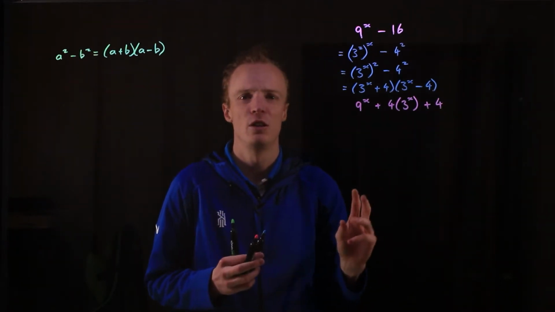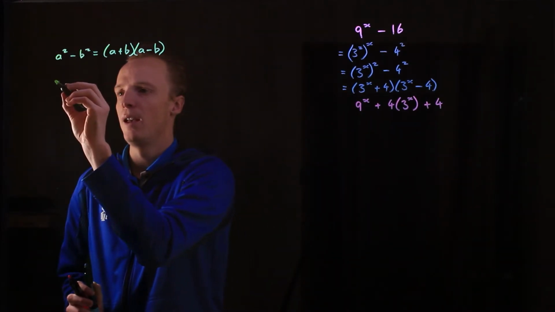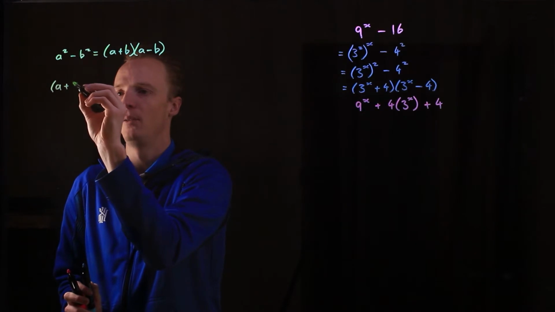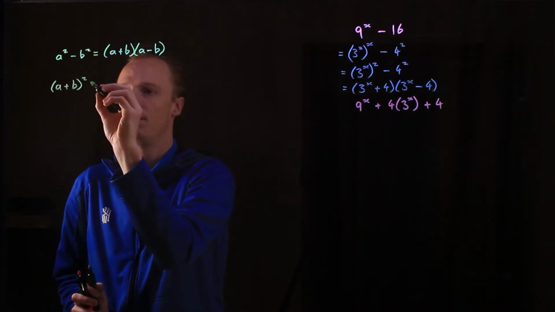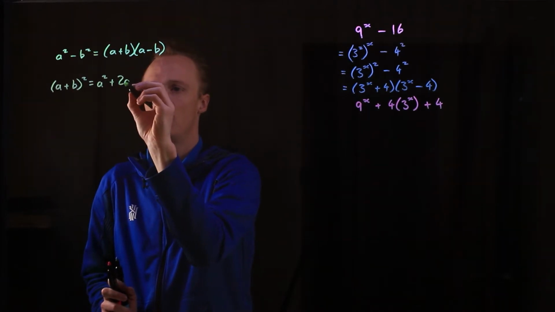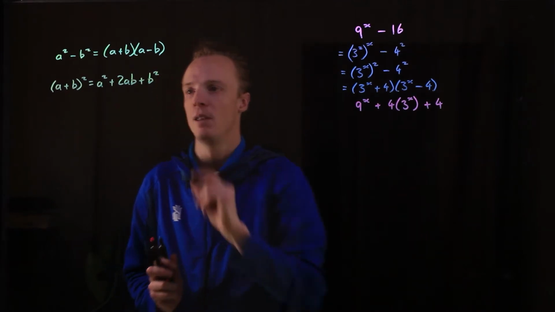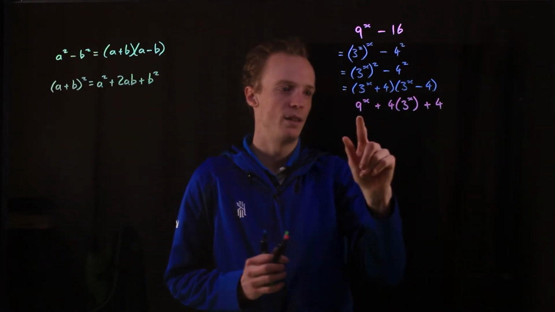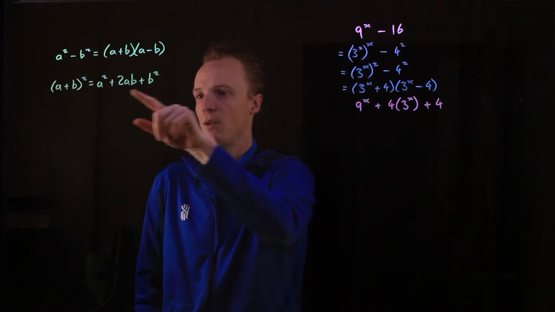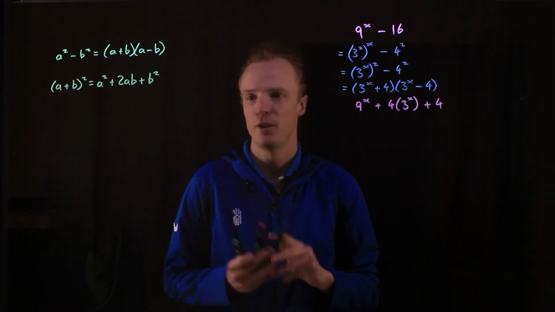Well, what I'm going to use here is the perfect square rule that said that if I had a plus b all squared, this is equal to a squared plus 2ab plus b squared. So if I can represent this in the same format as I've got here, I can move it back to the brackets. So let's have a go at doing that.